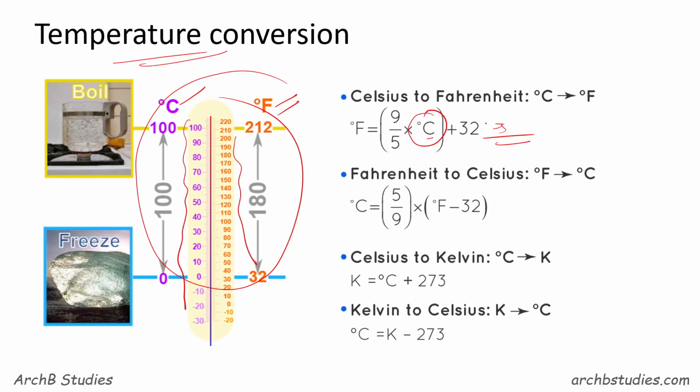You will get temperature in Fahrenheit. And similarly, if you want to convert Fahrenheit into Celsius, you put the value of Fahrenheit in this one and calculate, you will get the value in Celsius. And to convert Celsius to Kelvin, you have to add 273, and to convert Kelvin into Celsius, you have to subtract 273. This is the simple formula which you can practice.